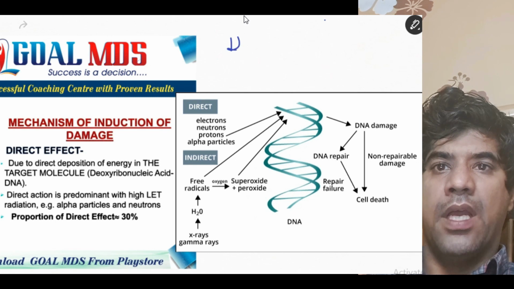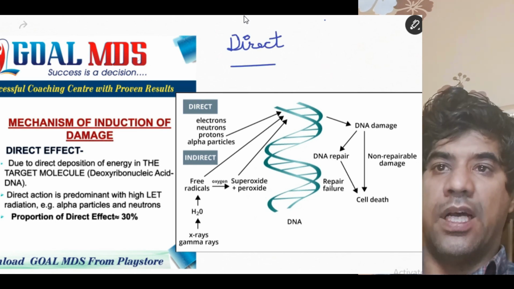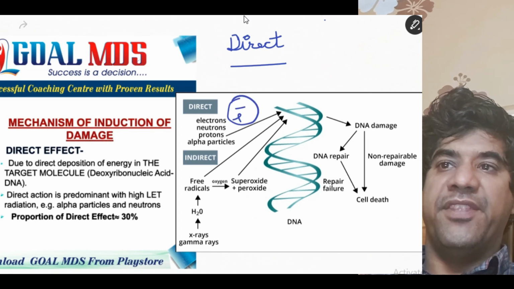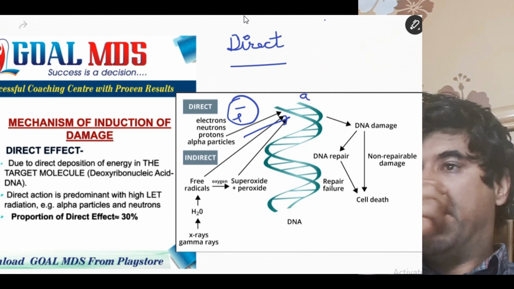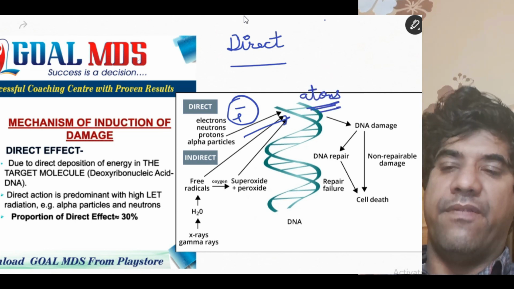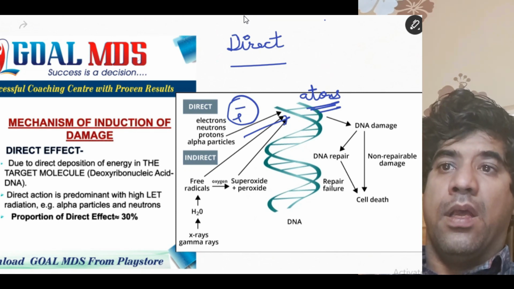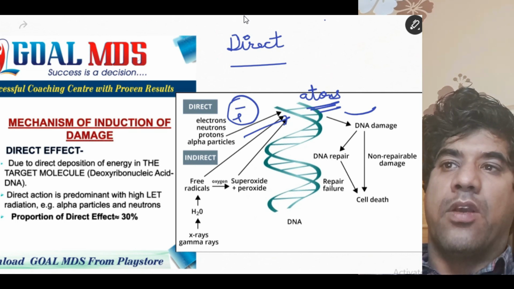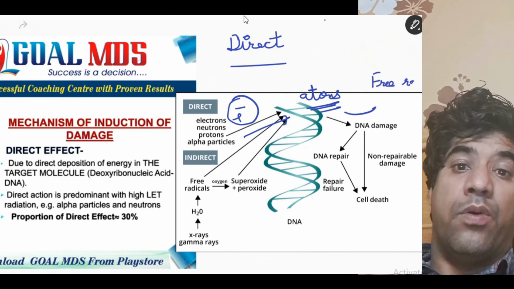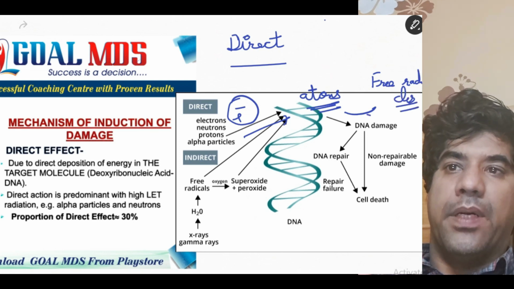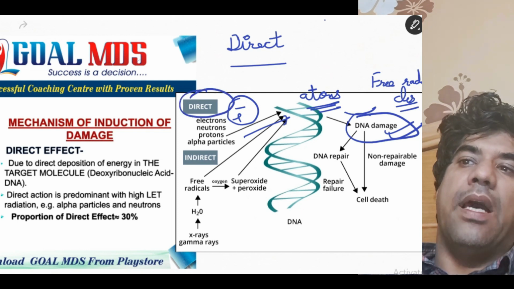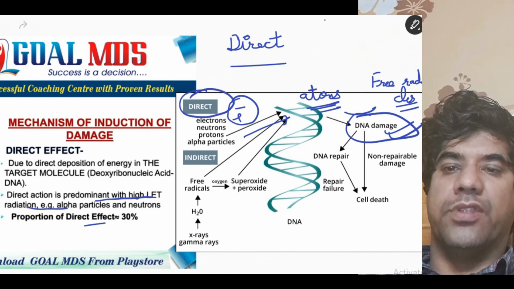Direct ionization occurs when charged particles like electrons, with sufficient kinetic energy, interact with cellular atoms or molecules to create free radicals. This process is known as direct because the interaction occurs directly between a particle and a cellular component without any intermediary step. The charged particle can continue interacting with other molecules until all its kinetic energy is lost.